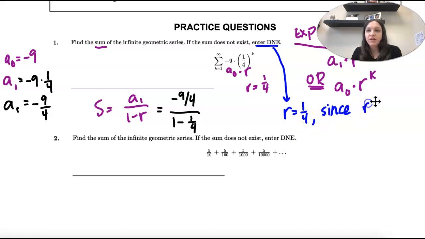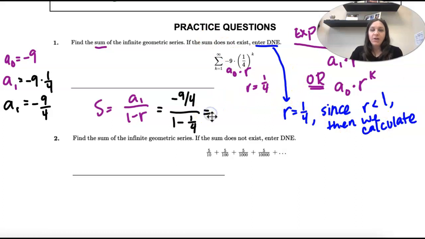So since r is less than 1, then we calculate. So if it's greater than 1, that means that our sequence would be getting bigger and bigger and bigger when we need it to get smaller and smaller and smaller. Okay, so sorry, side note there. Now let's calculate.